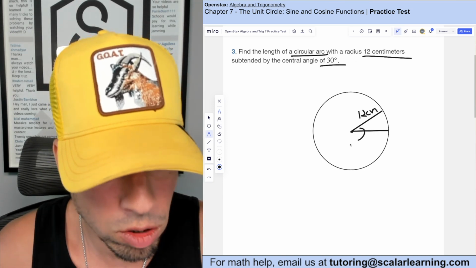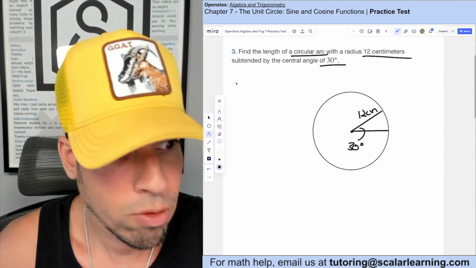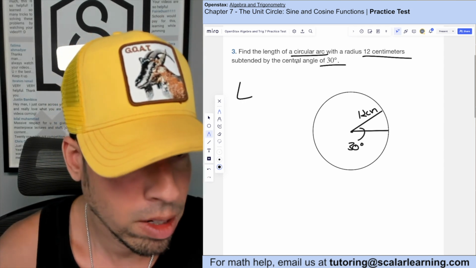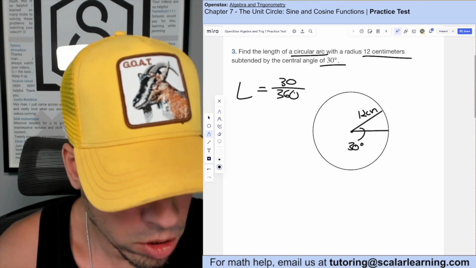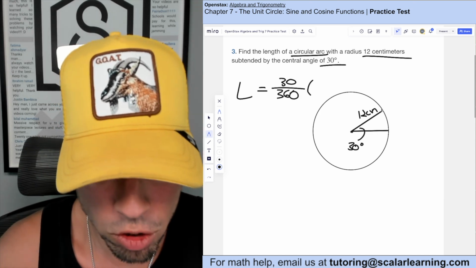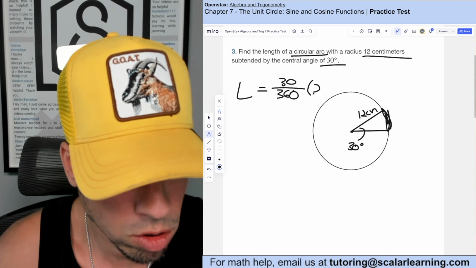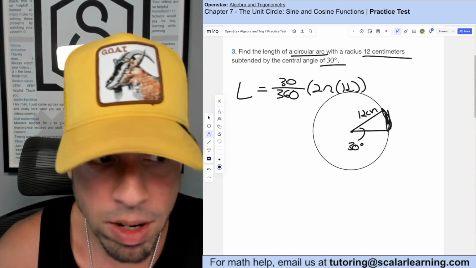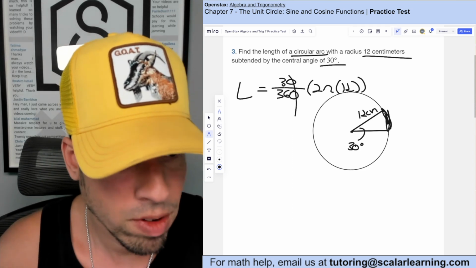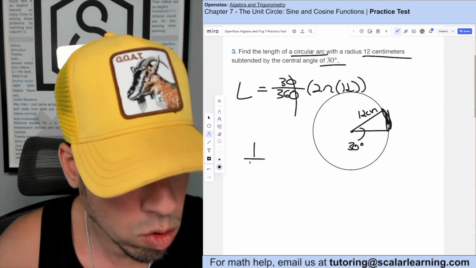So this one says find the length of a circular arc with radius 12 centimeters subtended by the central angle of 30. So this would be 30 degrees. So the formula for length of a circular arc is the central angle divided by 360 times the circumference, because you're taking a piece of the circumference, right? So it's 2 pi and then the radius, which is 12. So there's your formula. So now let's simplify that.